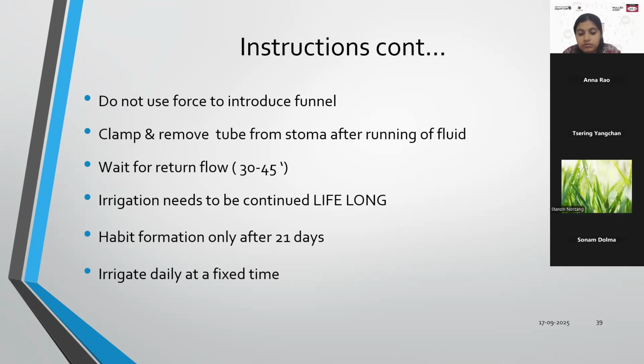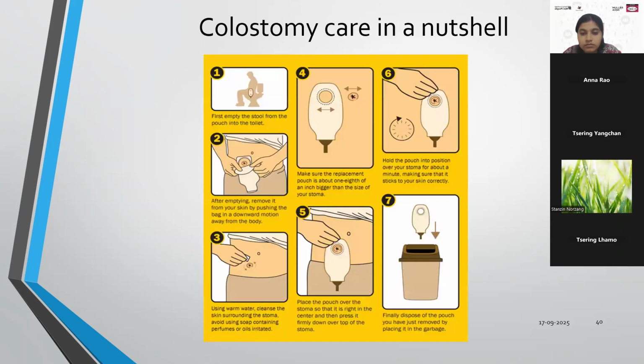Generally a habit is created in 21 days. Anything that has to be formed into a habit takes 21 days. Then the patient will pass a large amount of stool once in a day only. Every day he has to irrigate at a fixed time. Next slide, ma'am. Here all the steps are given in one slide.